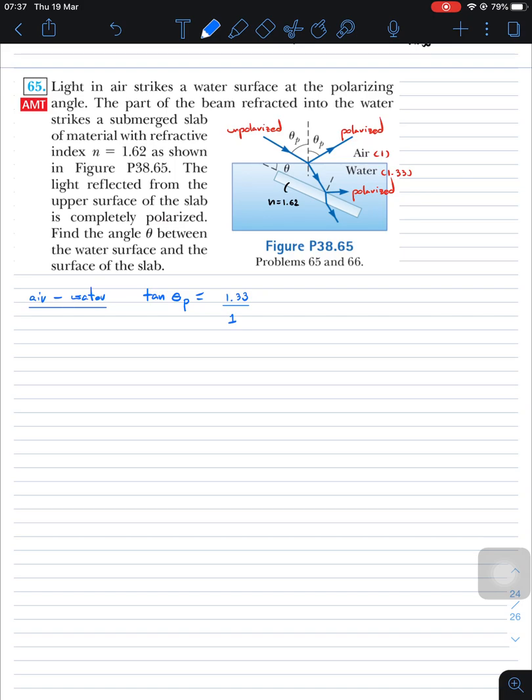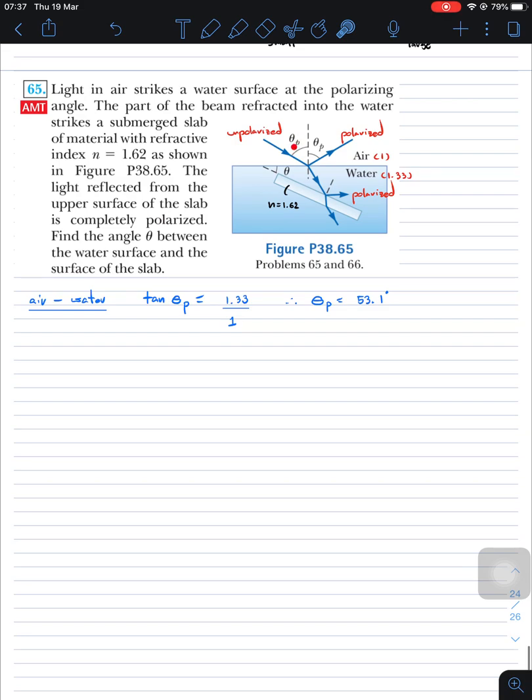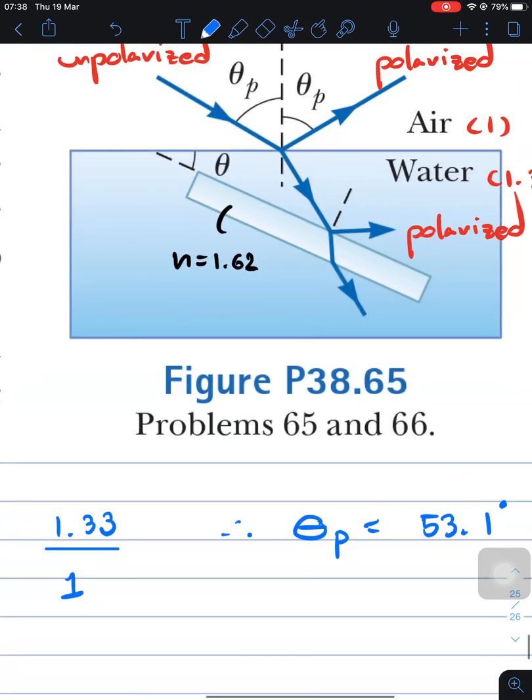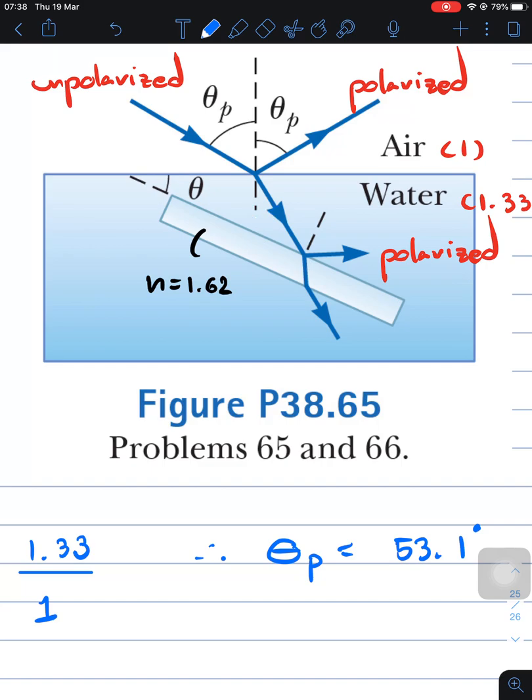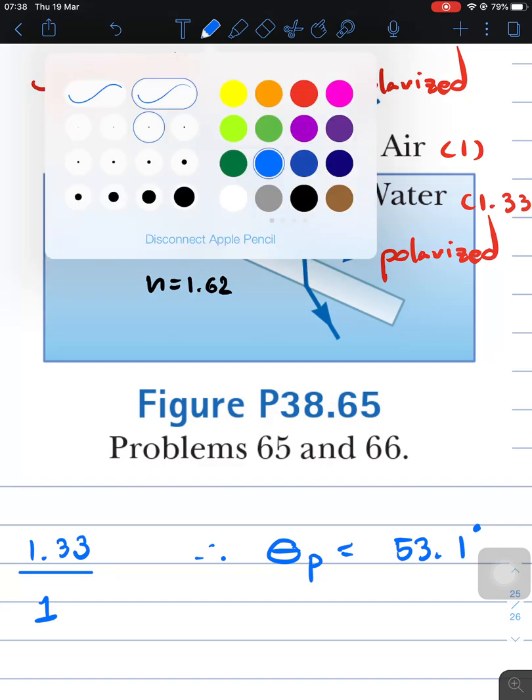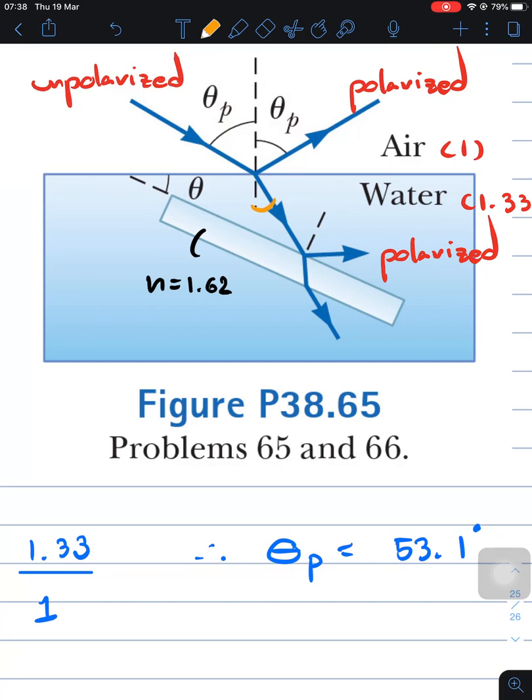Okay, so then we can just solve for theta p. We can get that theta p is equal to 53.1, because we have three significant figures, right? 53.1 degrees. That's going to be theta p. So now if we know theta p, we can find this refracted angle. Let's say that this angle is equal to theta 2.